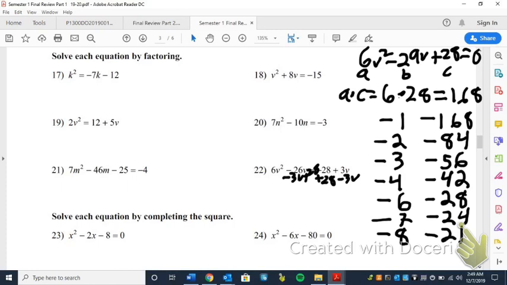Now notice here, if I don't know how to do these in my head, just grab a calculator. Go 168 divided by 1, divided by 2, divided by 3, divided by 4, divided by 5, divided by 6, divided by 7, divided by 8. There we go.